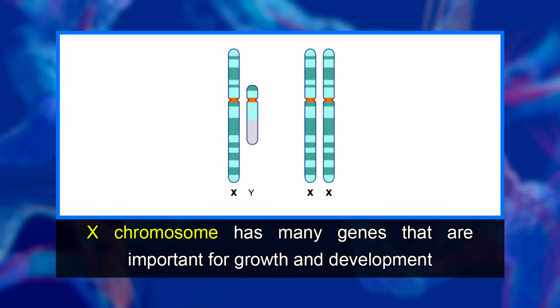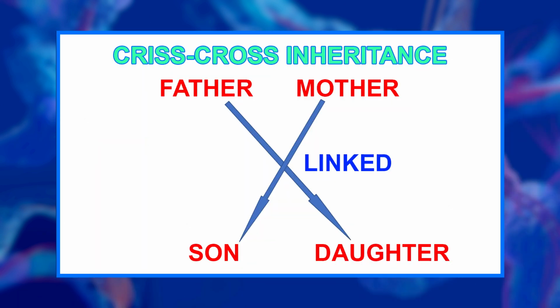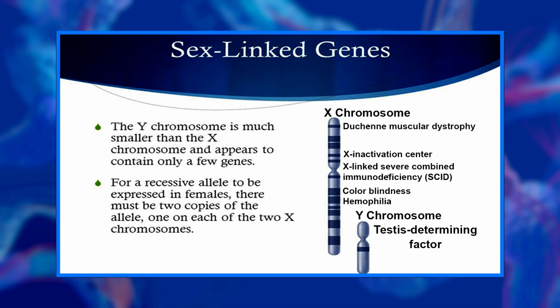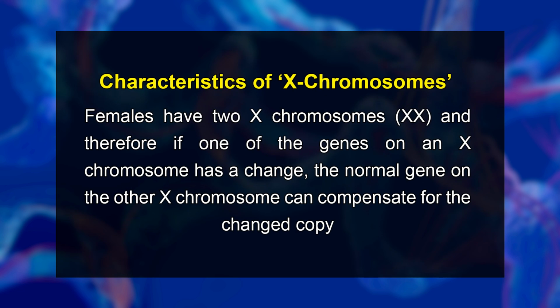The X chromosome has many genes that are important for growth and development. This type of inheritance is called crisscross inheritance. The Y chromosome, on the other hand, is much smaller and has fewer genes. Females have two X chromosomes, that's XX, and therefore if one of the genes on an X chromosome has a change or mutation, the normal gene on the other X chromosome can compensate for the changed copy. If this happens, the female is usually a healthy carrier of the X-linked condition.